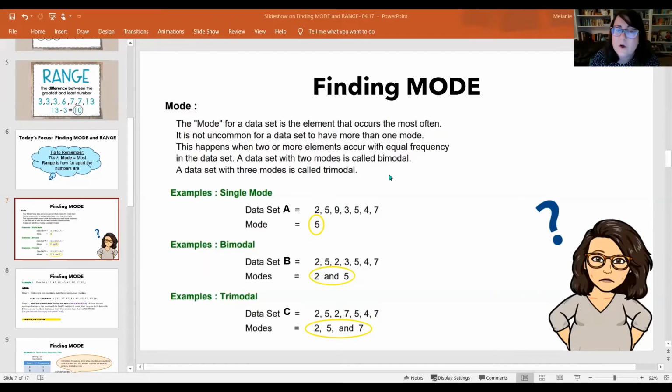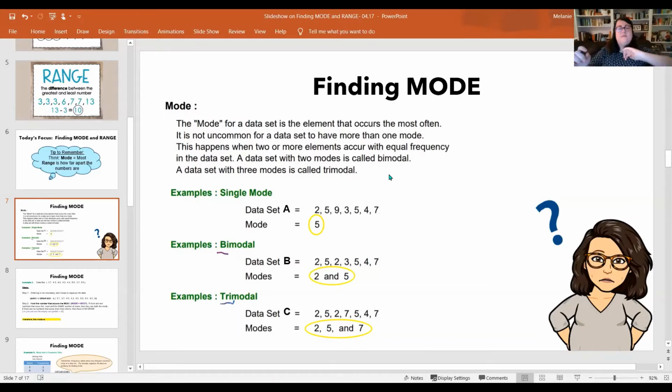Bi, like bicycle, would mean 2 wheels. So bi means 2 and tri means 3, like a triangle. So use those Greek and Latin roots. These are words you do not need to know, but they're pretty easy once you think about it. Bimodal, 2 modes. Trimodal, 3 modes, okay?